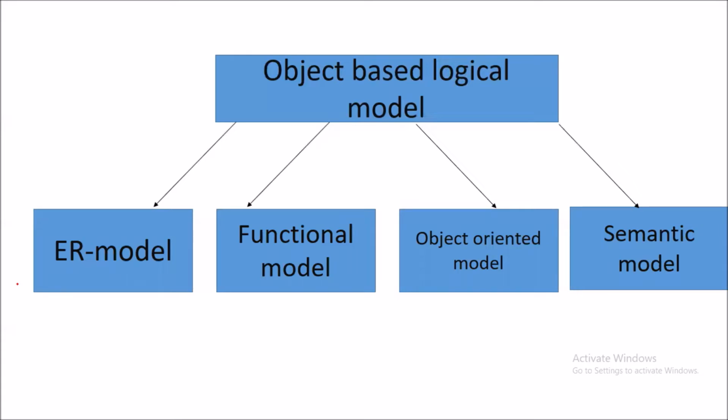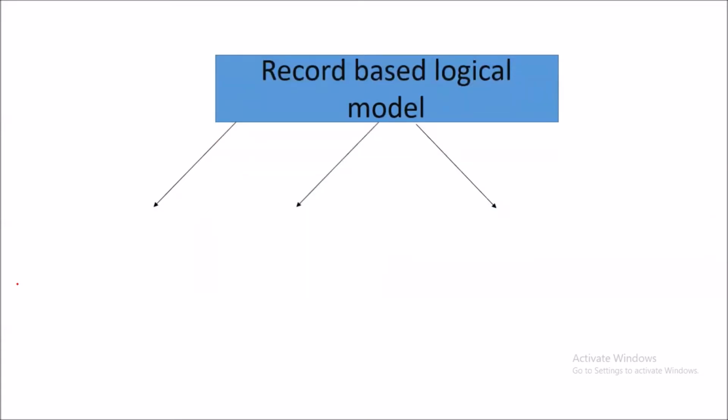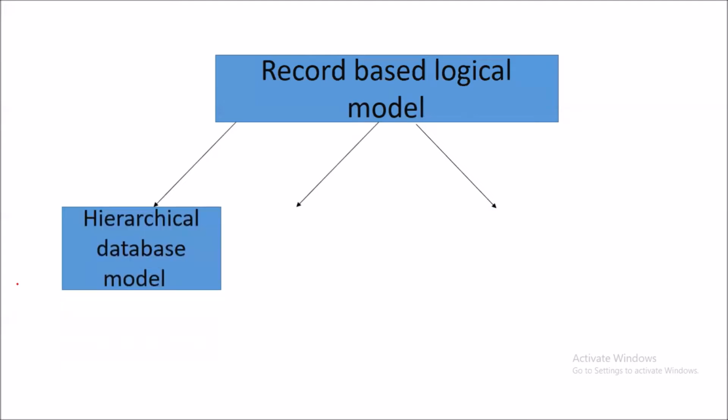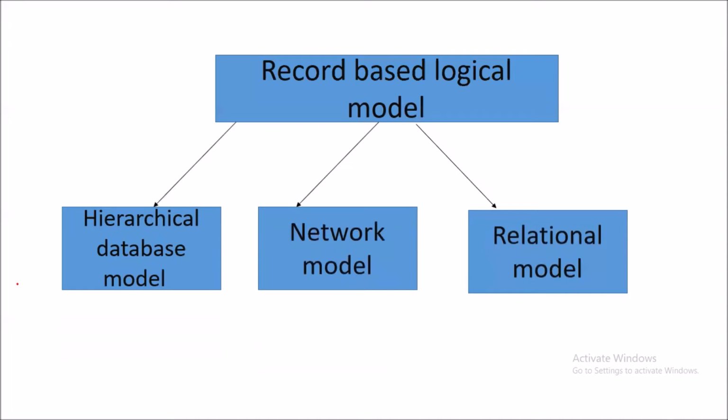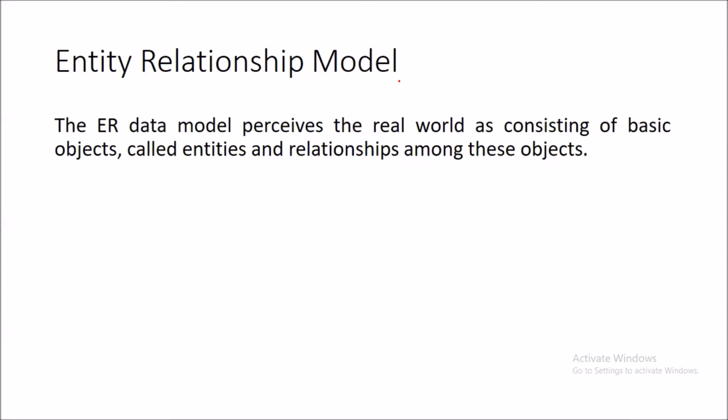I'll explain later. Now next is record-based logical model. Under this record-based logical model, three data models come: hierarchical model, network model, and relational model. Now first we understand the ER model, which comes under object-based logical model. So ER model is the entity relationship model.